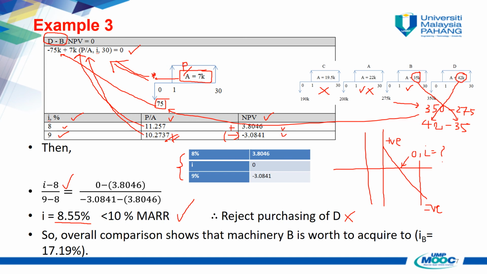Overall, the comparison shows that machinery B is worth acquiring because the interest rate of B is 17.19%. So reject C, reject A, reject D, acquire B, accept B. Alright, thank you very much.